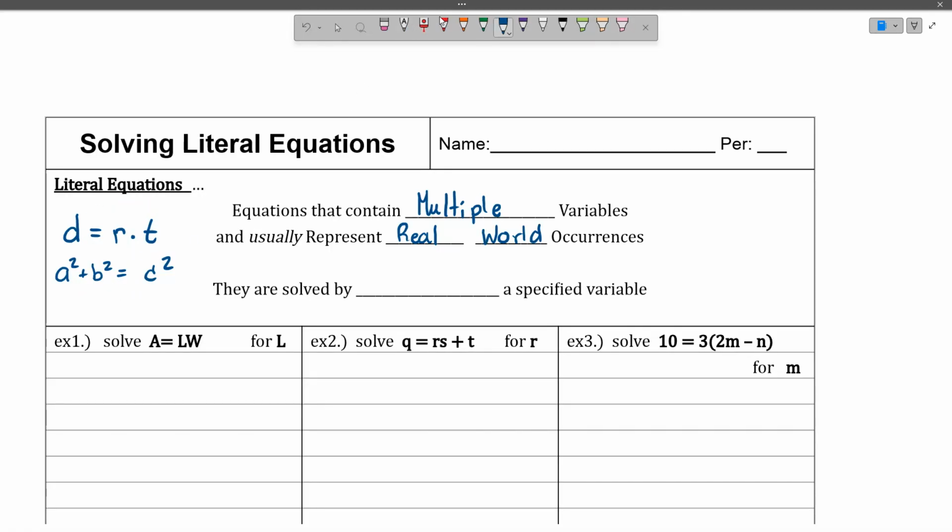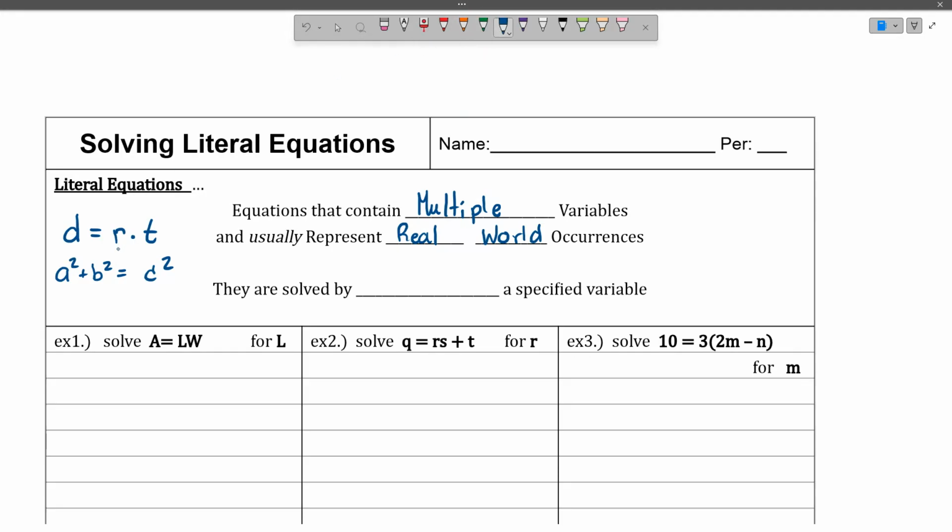But sometimes we don't want to find distance. Sometimes we don't want to find c. Sometimes we actually want to find a. Sometimes we want to find r. Sometimes we want to find t. So we need to be able to rearrange these letters, but still get a useful equation. And that's what solving literal equations is all about.